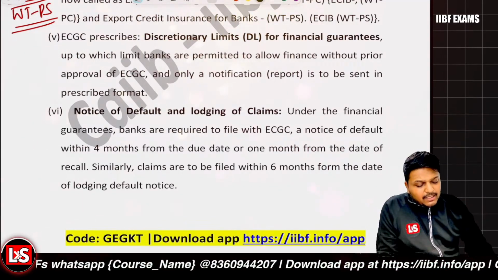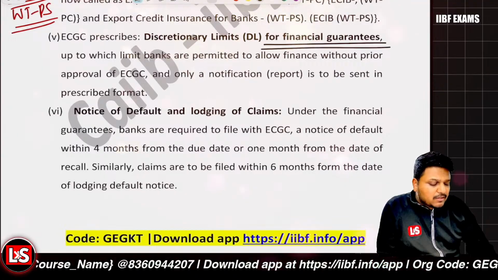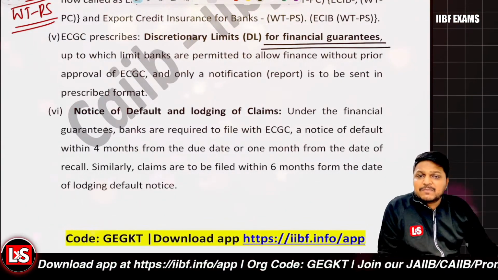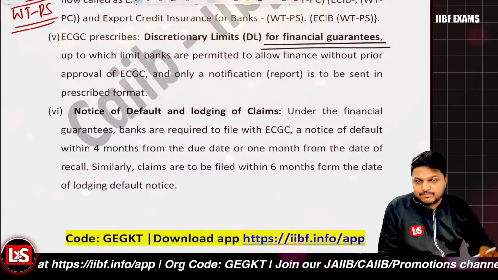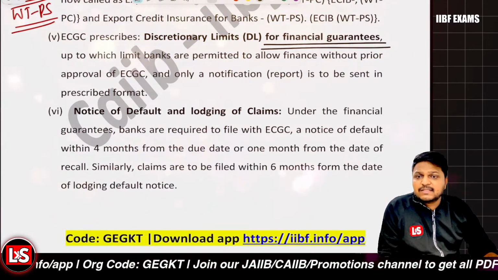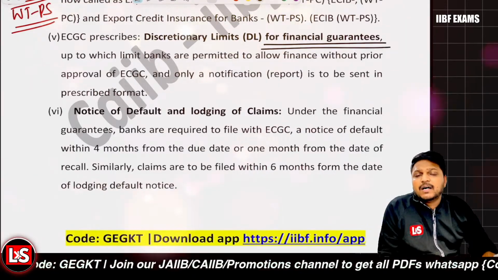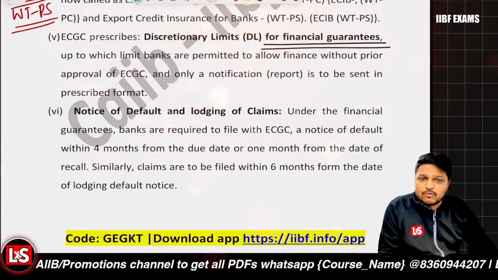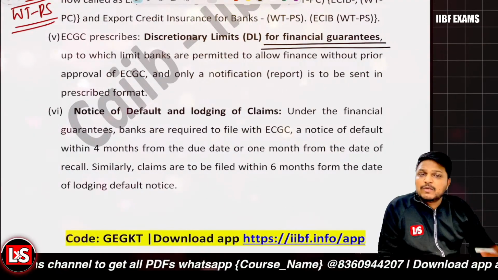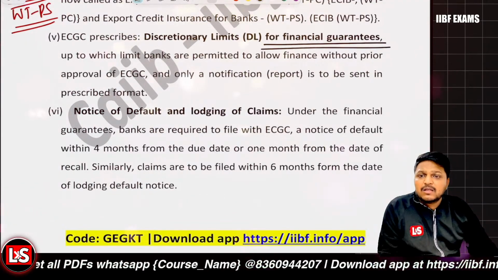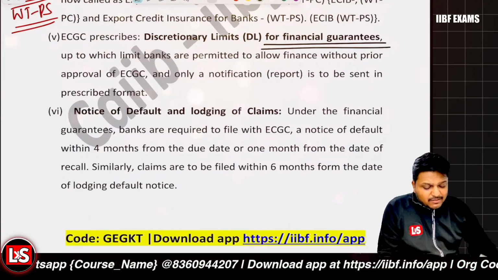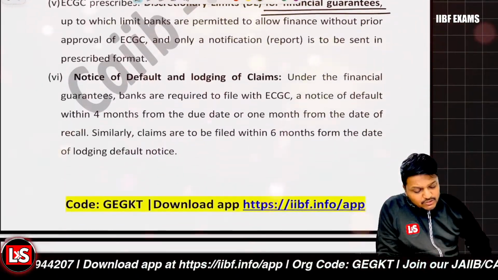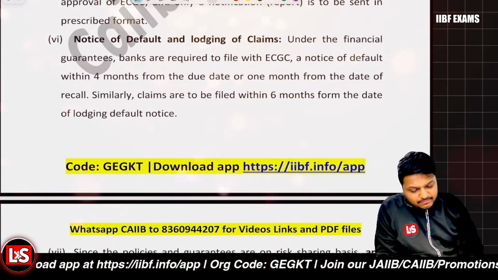I have already told you, if the financial guarantee is given and the amount is exceeding, then you can apply to the ECGC that you want to exceed the amount. That is basically as per the discretion of the ECGC. And further, up to the discretion limit for the financial guarantees, the banks are allowed to give, basically without the approval. But if further approval is to be taken, the notification, the report is to be sent in the prescribed format only. Only after that will the ECGC allow it, and that will be admissible. And then it's related to the notice of default and lodging of the claims.